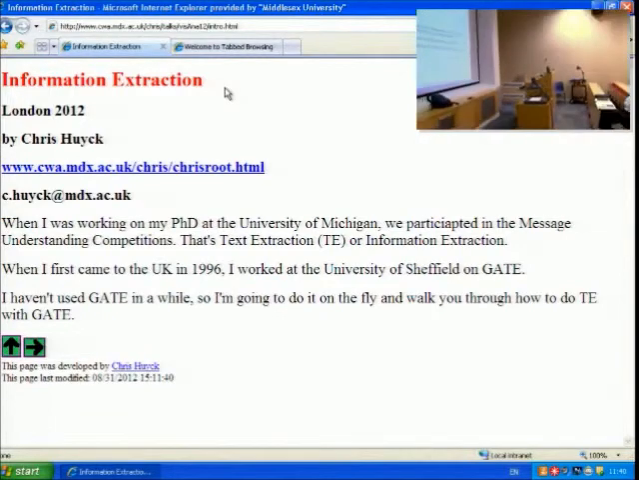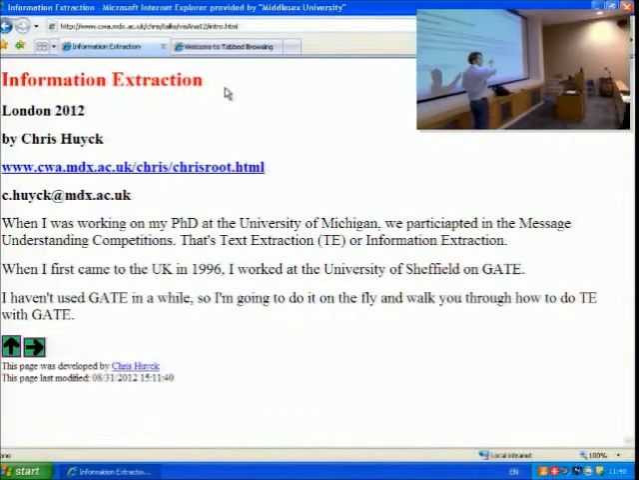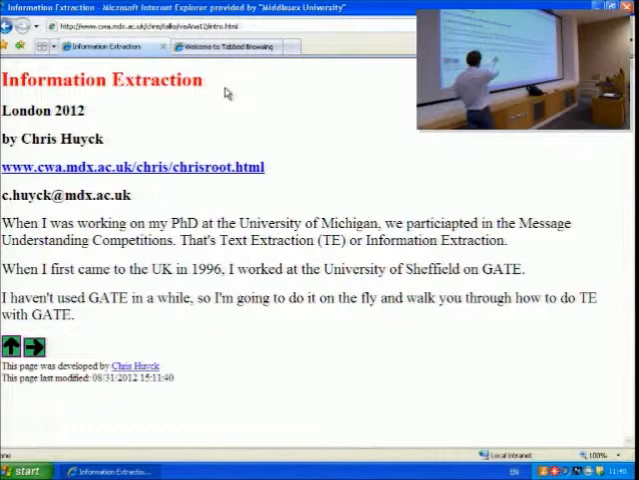So when I first came to the UK in 1996, I worked at the University of Sheffield on Gate, the general architecture for text extraction. I haven't used it much since, so I'm going to do it on the fly.